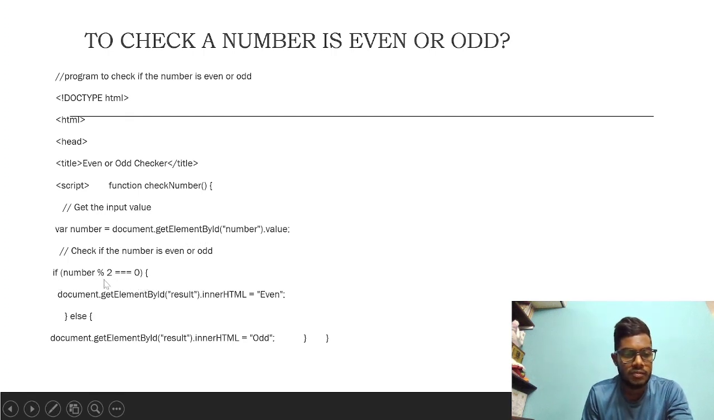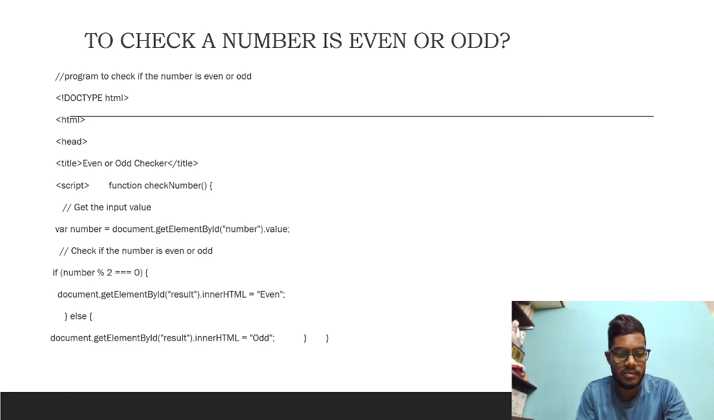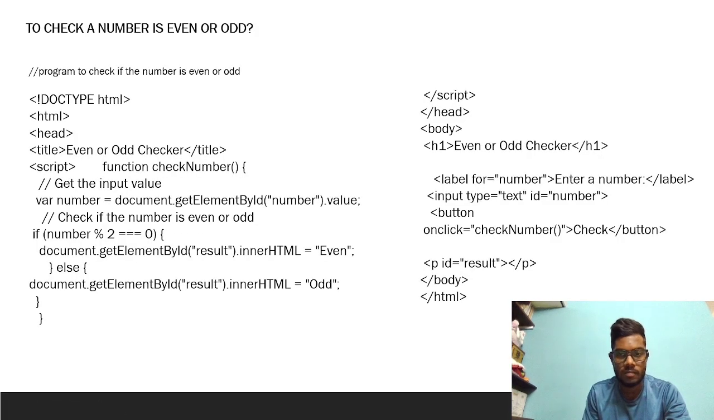This is the condition where the number divisible by 2 equals 0. Then document.getElementById result innerHTML equals even. If it's not even, else you should print it as odd. The next is closing the script, closing the head. Now coming to the body.